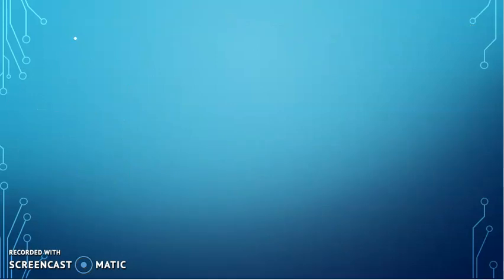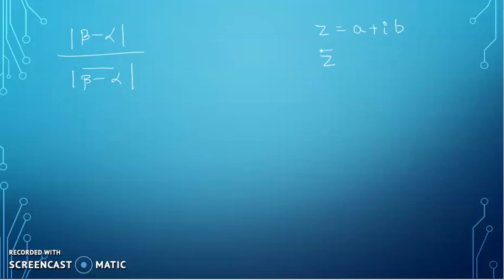See, modulus of beta minus alpha upon modulus of the conjugate of beta minus alpha. We have to solve this. Now see, suppose I take any complex number, z is equal to a plus ib. I am not taking x plus iy, I am explaining with a different complex number, a plus ib. So what will be the conjugate of this? The conjugate will be a minus ib, right? If I take the modulus of z, it is a square plus b square, right?